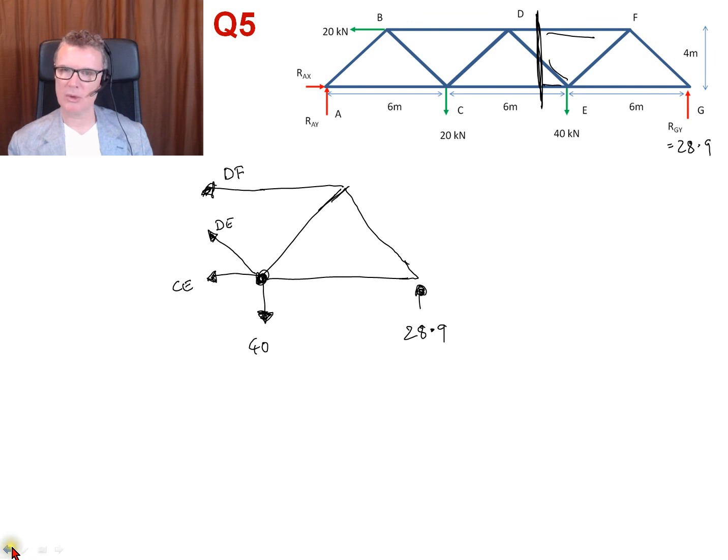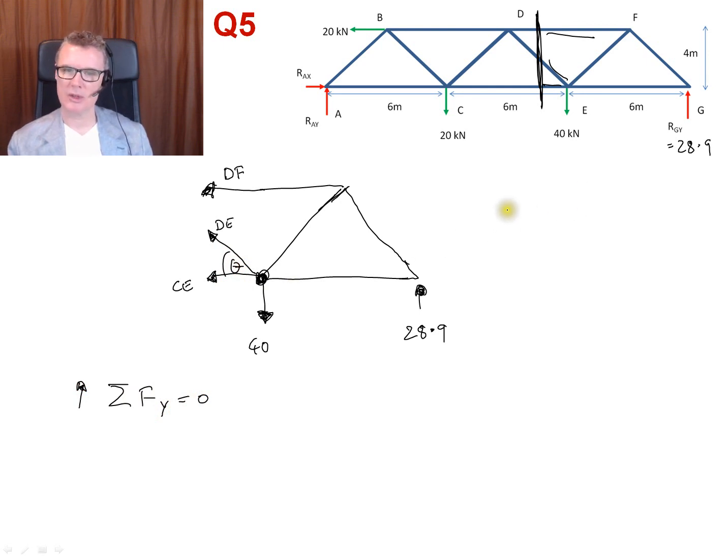What actual member are we looking for? DE. So what you notice with DE is it's the only one that's vaguely pointing upwards. So therefore, the way to solve this is to resolve your forces upwards. That's the way to pick out DE by itself. So if we resolve forces upwards, remember that's going to involve theta.